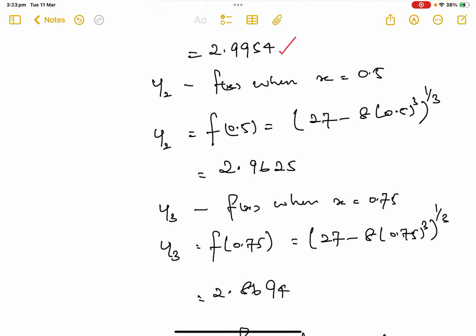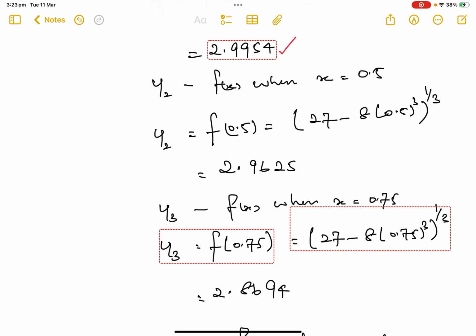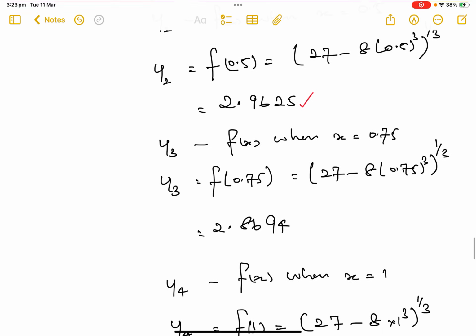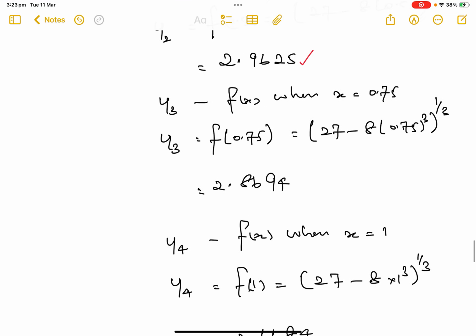So y2 = f(0.5) = (27 minus 8 times 0.5 cubed), the whole thing to the power of 1/3. Use the calculator, you get 2.9625. y3 is f(x) when x equals 0.75. So y3 = f(0.75) = (27 minus 8 times 0.75 cubed), the whole thing to the power of 1/3. Use a calculator, you get 2.8694.